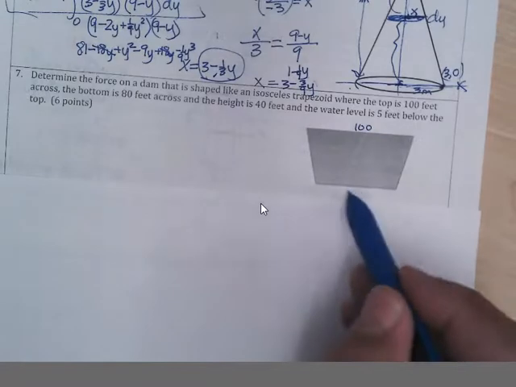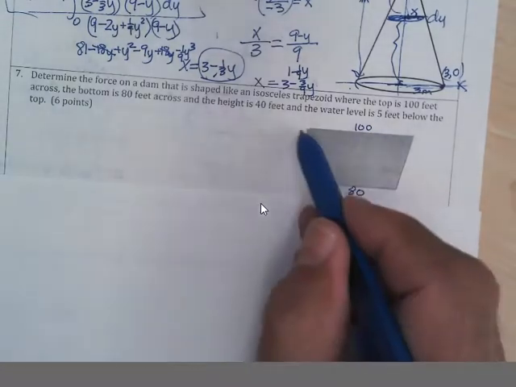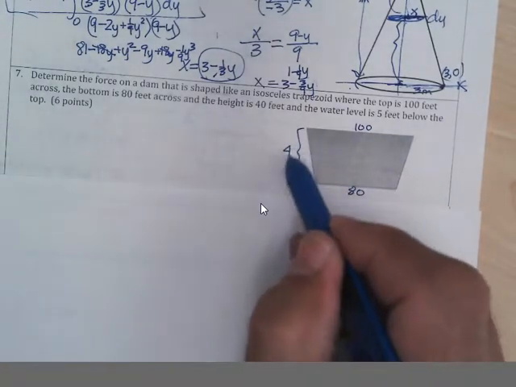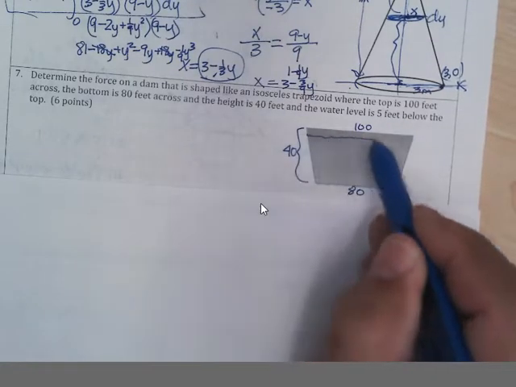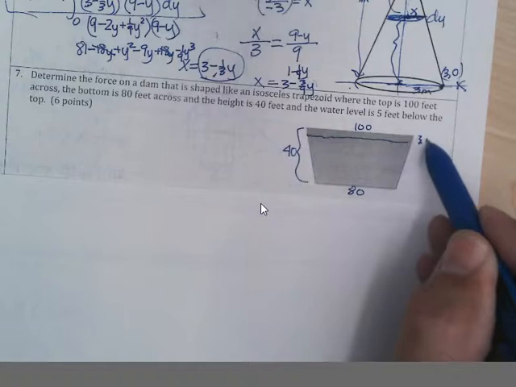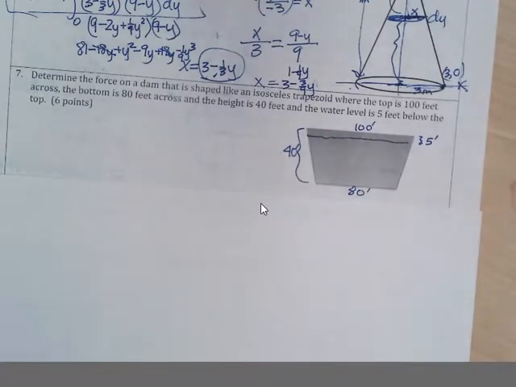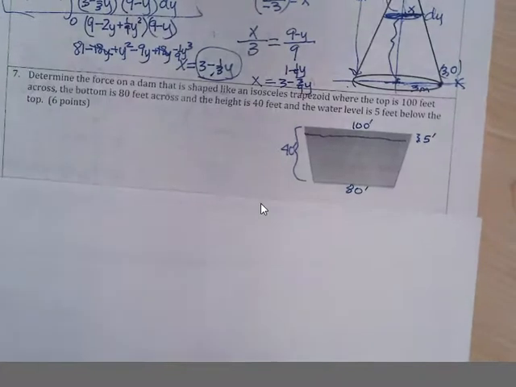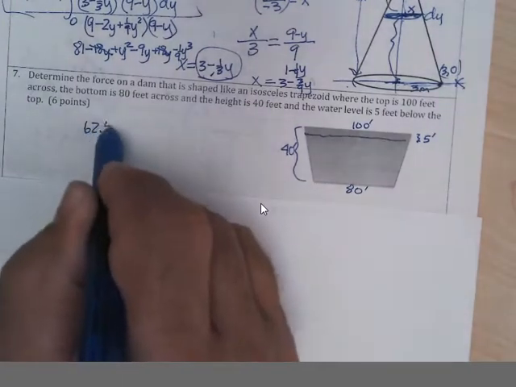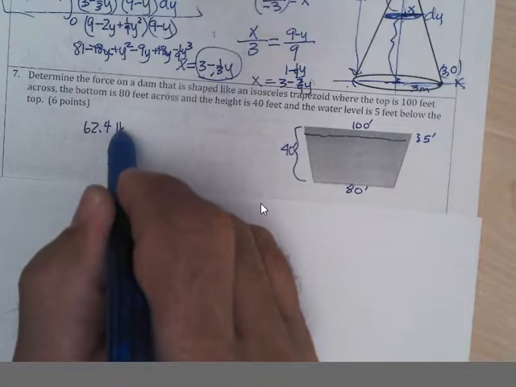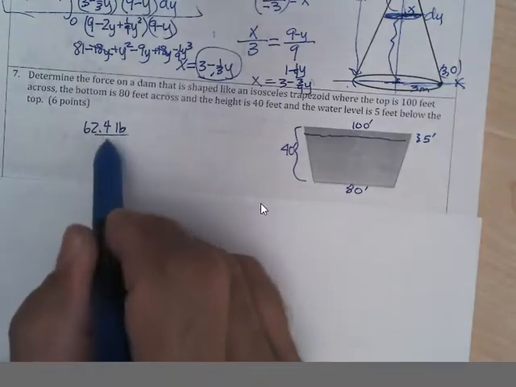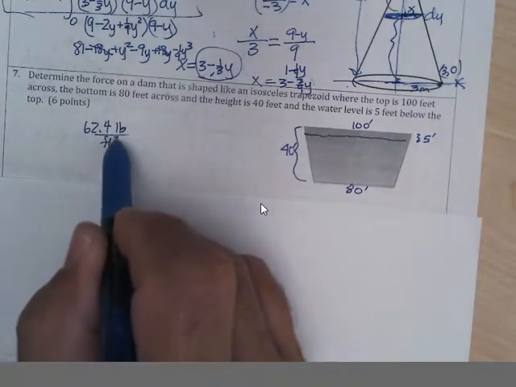Suppose you have a dam shaped like this. It's 100 feet across. It's 80 feet on the bottom. It's 40 feet deep. And it's filled to 5 feet below the top. And it's water, so it's 62.4 pounds. Since I'm doing feet, I'm going to do pounds per feet cubed.